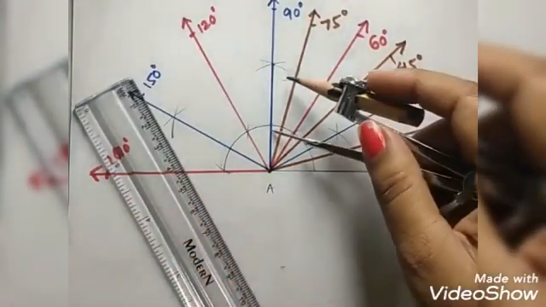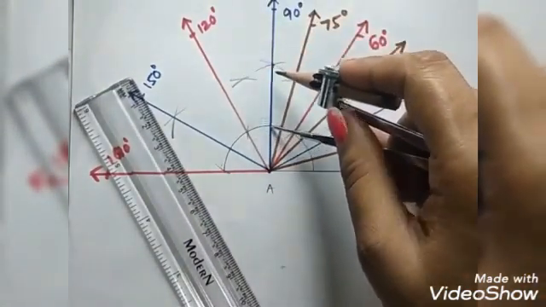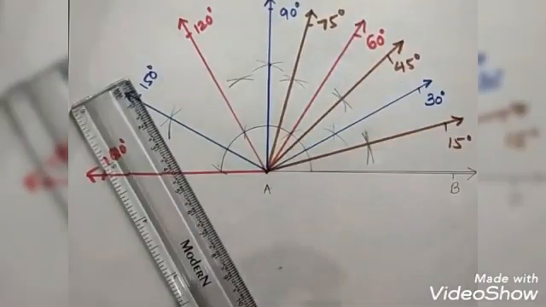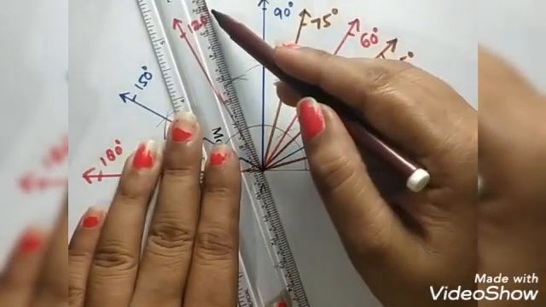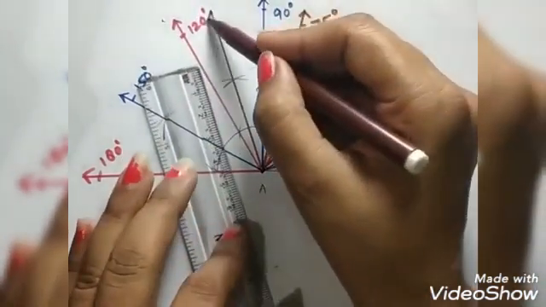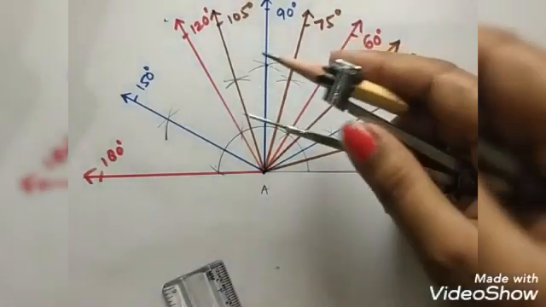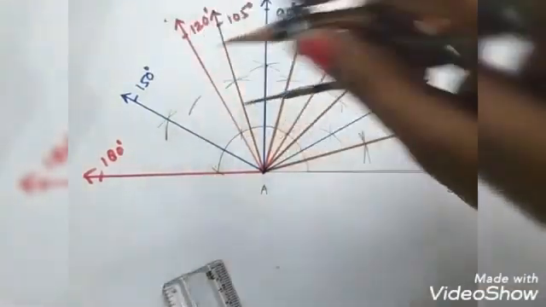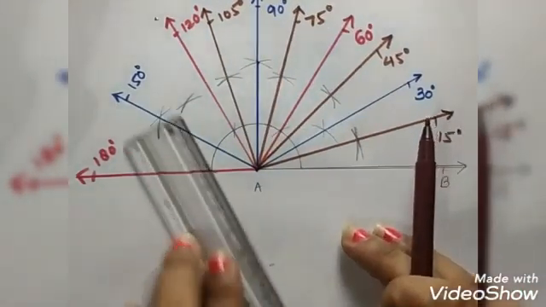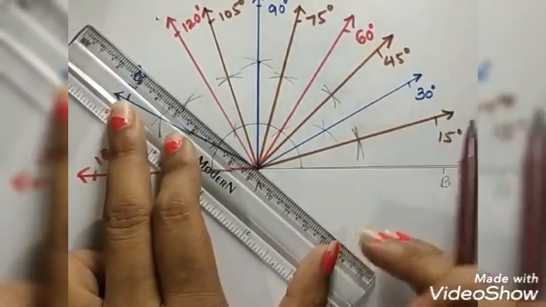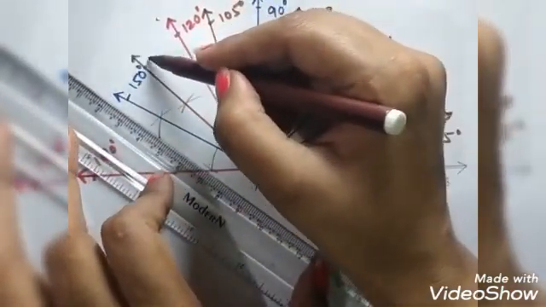Now to draw an angle of 105, divide this angle. Now join the point of intersection of these two arcs and a point A. This is angle 105 degree. Now to draw an angle of 135, draw an arc from this point and from this point. Now join the point A and the point of intersection of these two arcs. This is 135 degree.